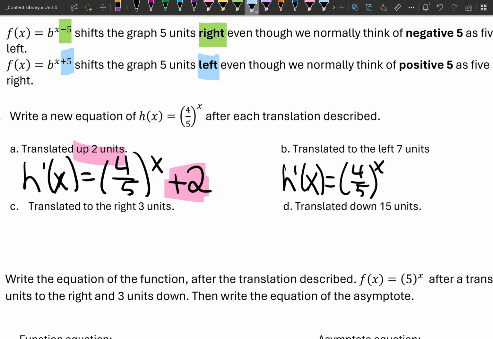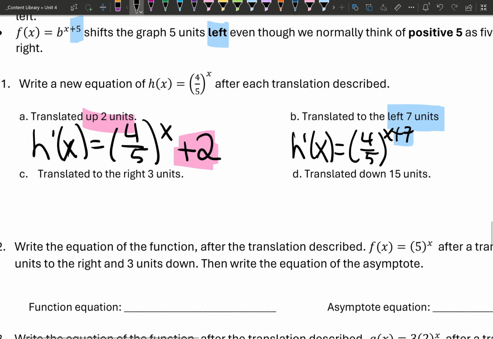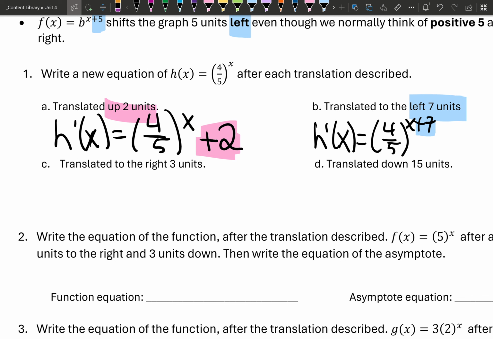H prime of x equals 4/5 to the power of x. And this time we're going to translate it left 7 units. Transforming something left 7 units is adding 7 to the exponent. It's very important that you make sure your exponents are floating, okay? That's why we practice that so much.